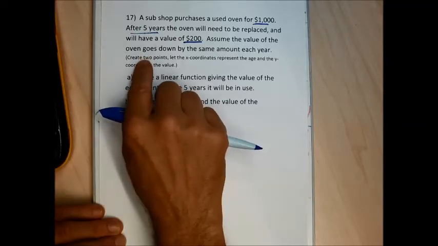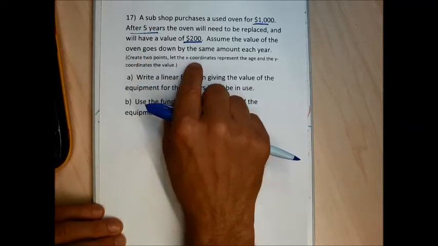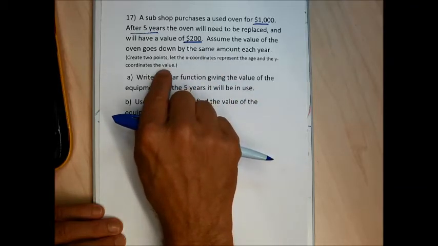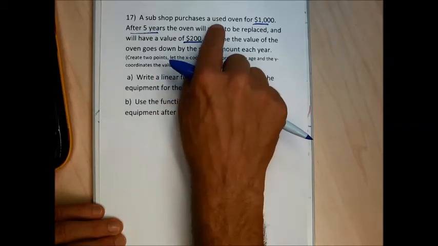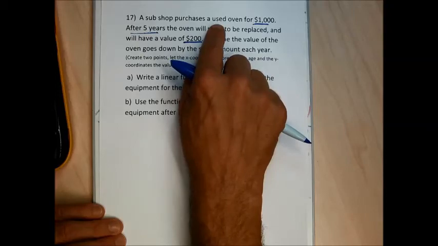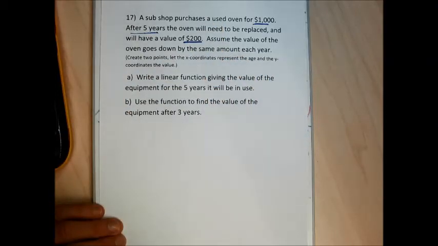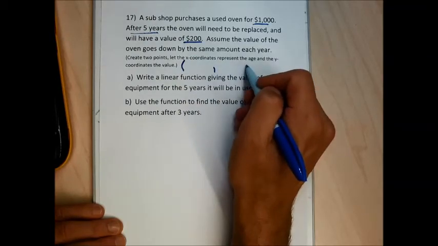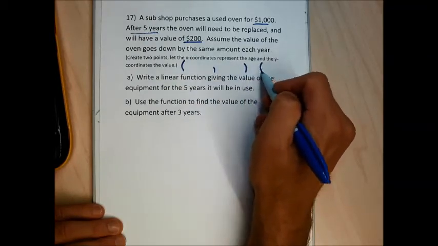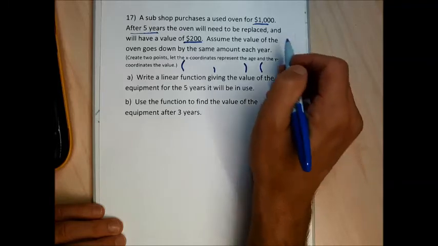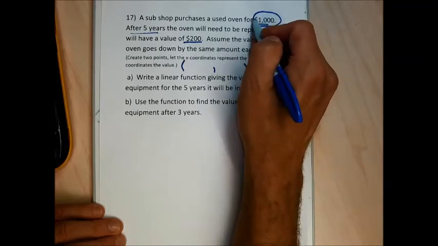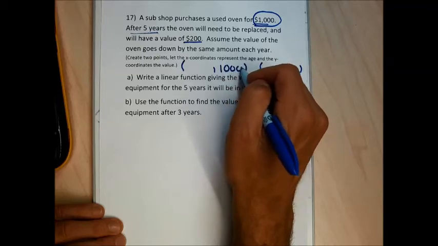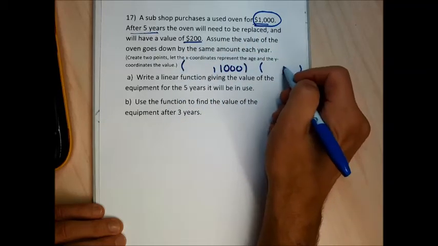Parenthetically, it says create 2 points. Let the X coordinate represent the age and the Y coordinate represent the value. I don't know what the age is because it's a used oven, but I'm going to say it's new to me. So my 2 points have the Y coordinates as the value and the X coordinate as the age. The values are easy for me. The initial value of this oven is $1,000. And after 5 years, it has a value of $200.